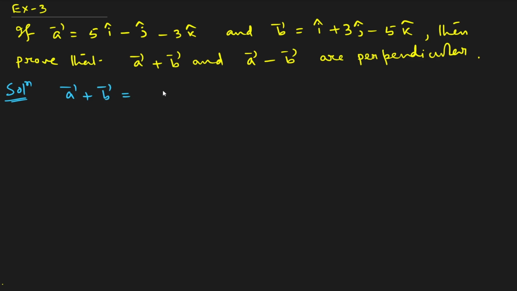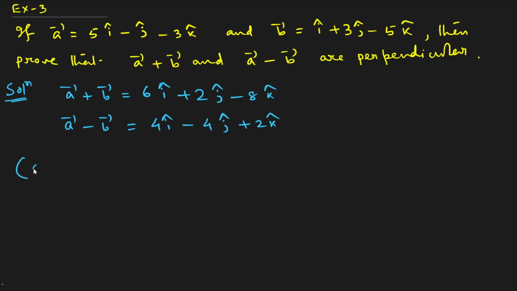So we simply have to add it. Here 1 plus 5 is 6 i cap, minus 1 plus 3 plus 2 j cap, and then it is minus 3 minus 5, so minus 8 k cap. So this is our a bar plus b bar. Then find a bar minus b bar: 5 minus 1, 4 i cap, then minus 4 j cap, and minus 3 minus of minus 5, so it will be 2 k cap.